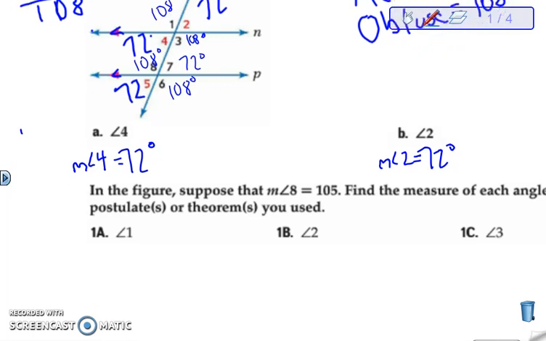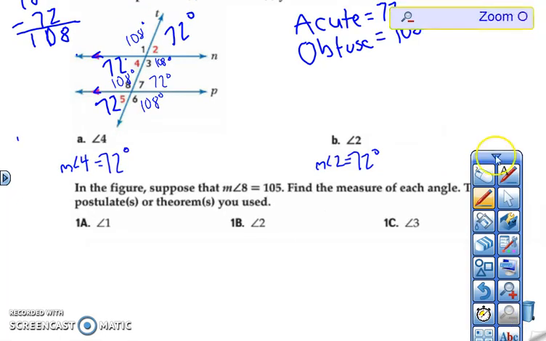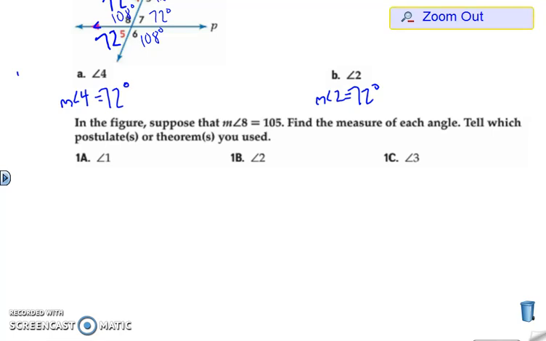Alright, so for 1A, 1B, and 1C, you're going to erase, or maybe possibly draw the picture again, relabel it so that angle 8 is 105, and then follow the steps we just did, and hopefully you can figure out the remaining angles.